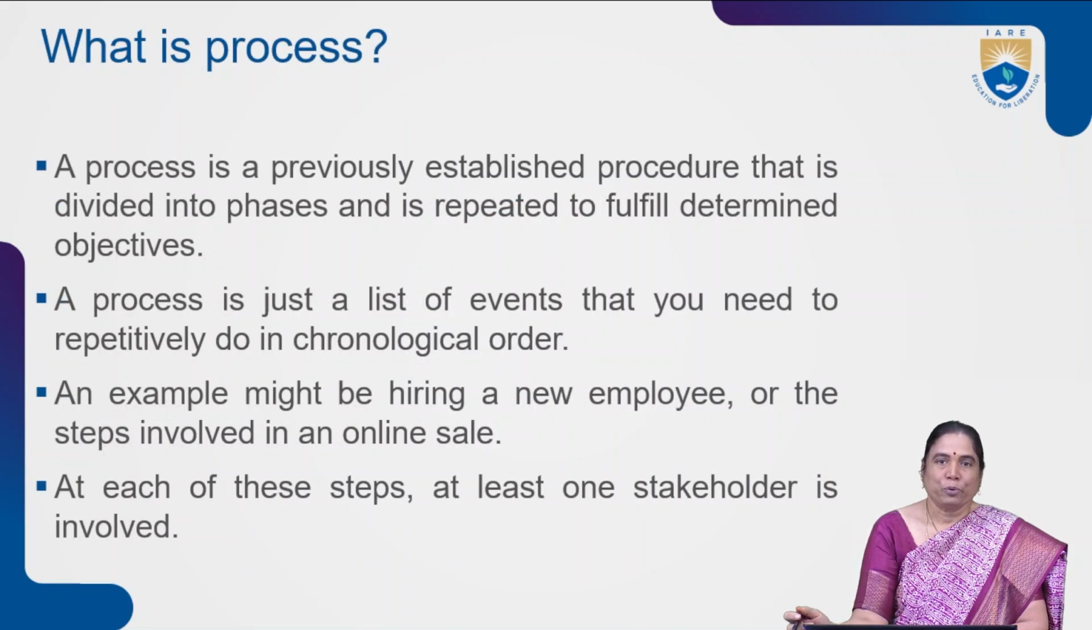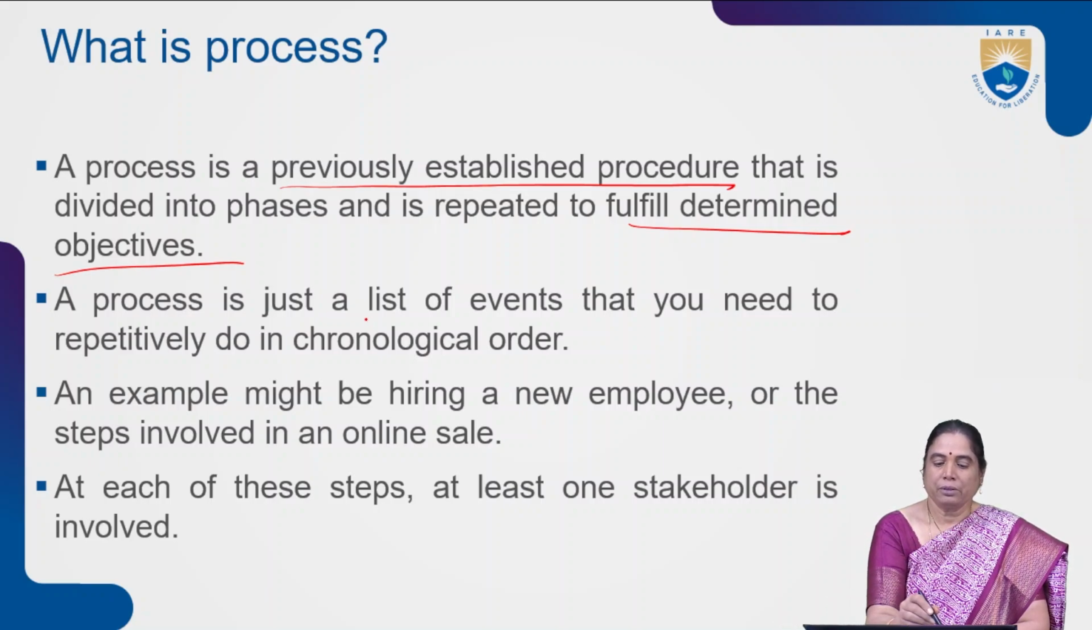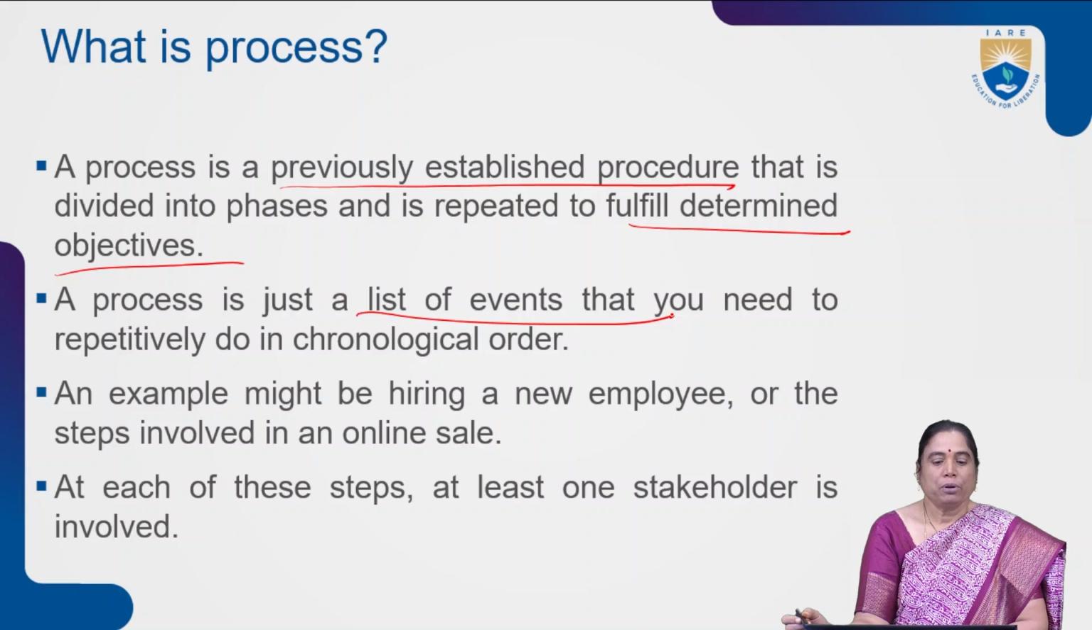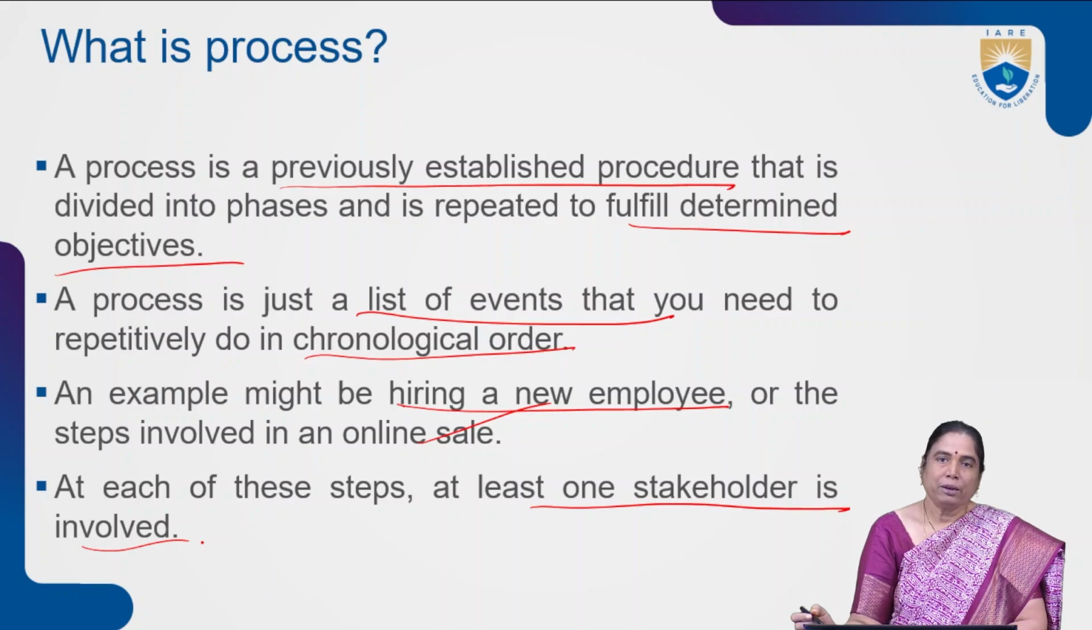What is a process? A process is a previously established procedure that is divided into phases and is repeated to fulfill determined objectives. A process is just a list of events that need to be done repeatedly in chronological order. An example of a process is hiring a new employee or the steps involved in an online sale. At each step, at least one stakeholder must be involved.